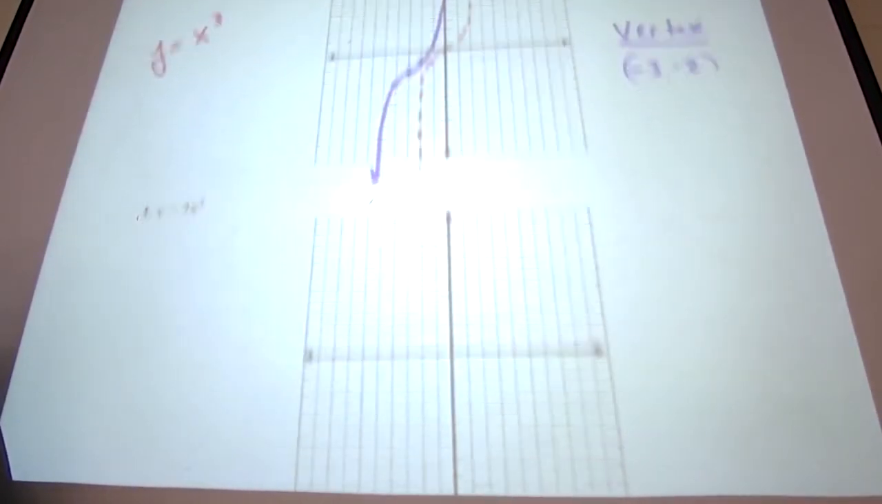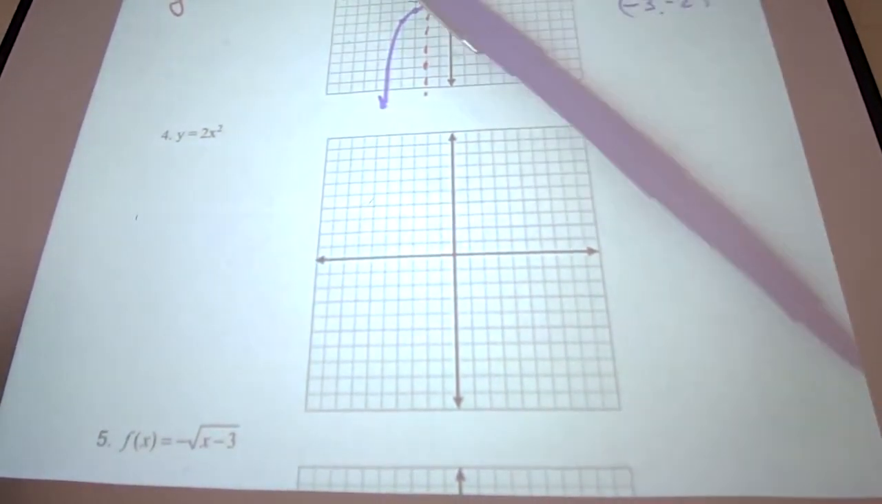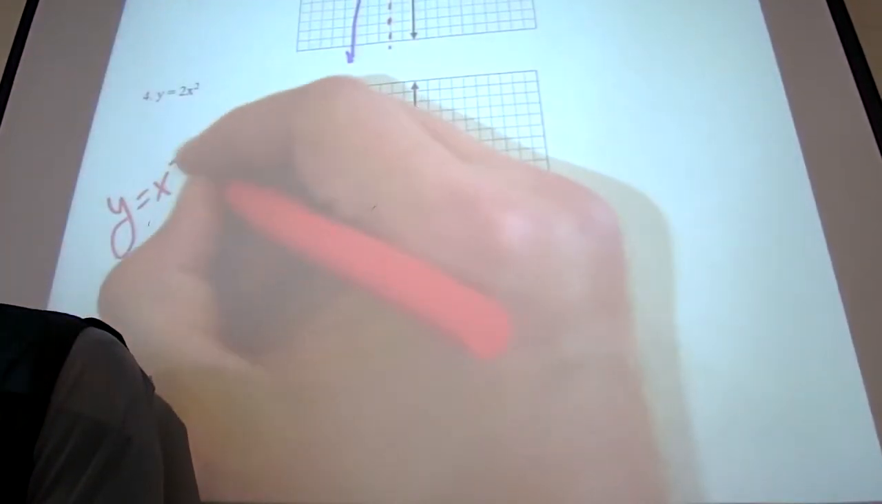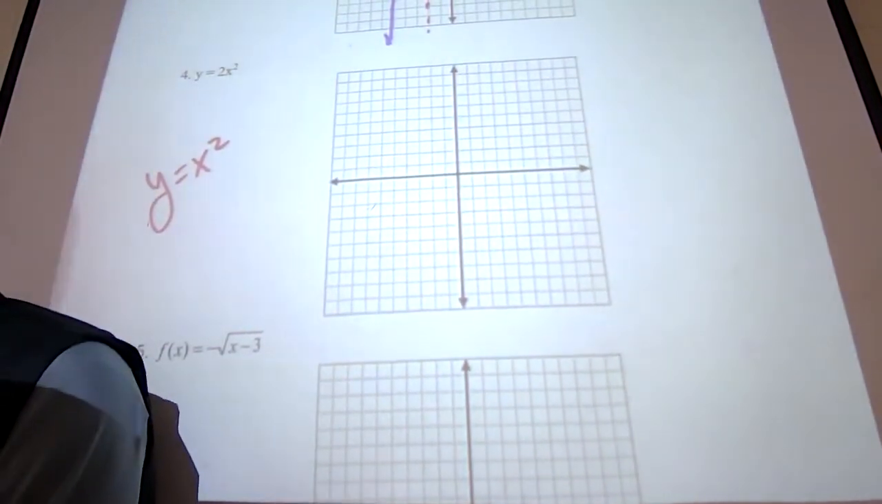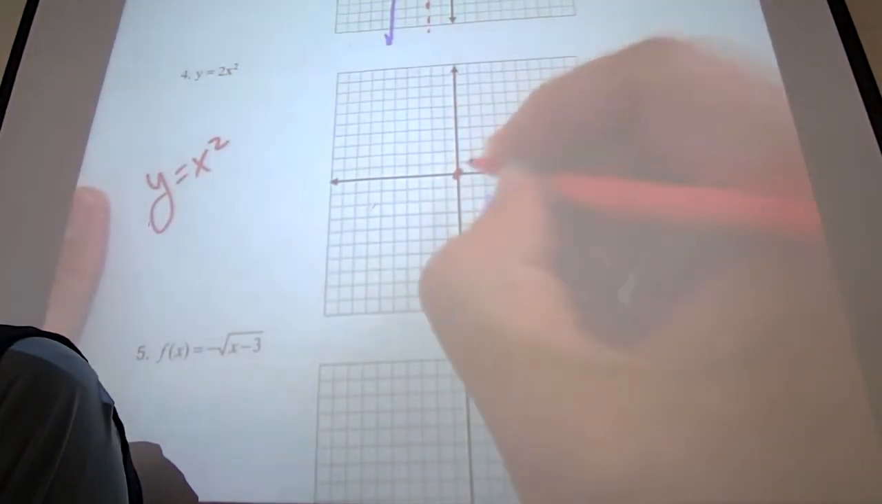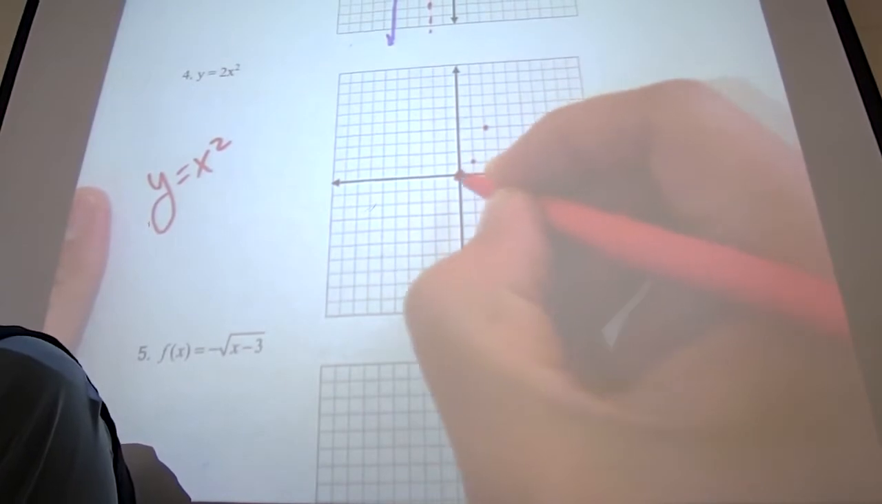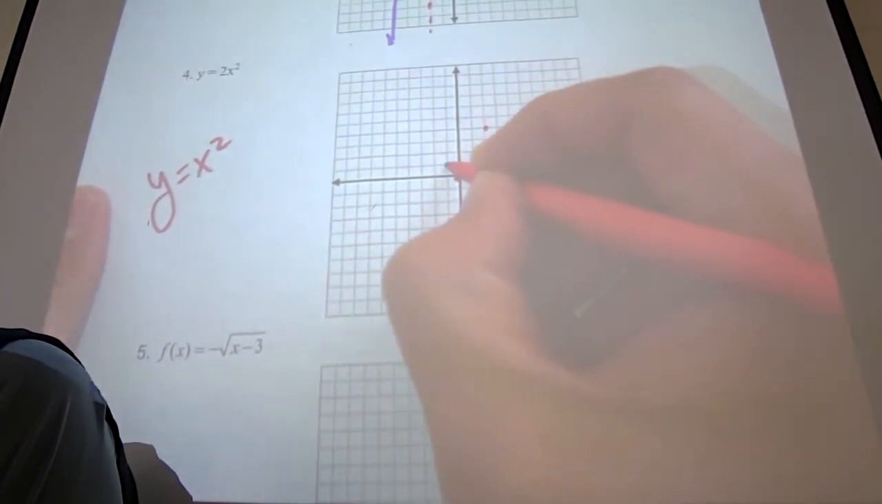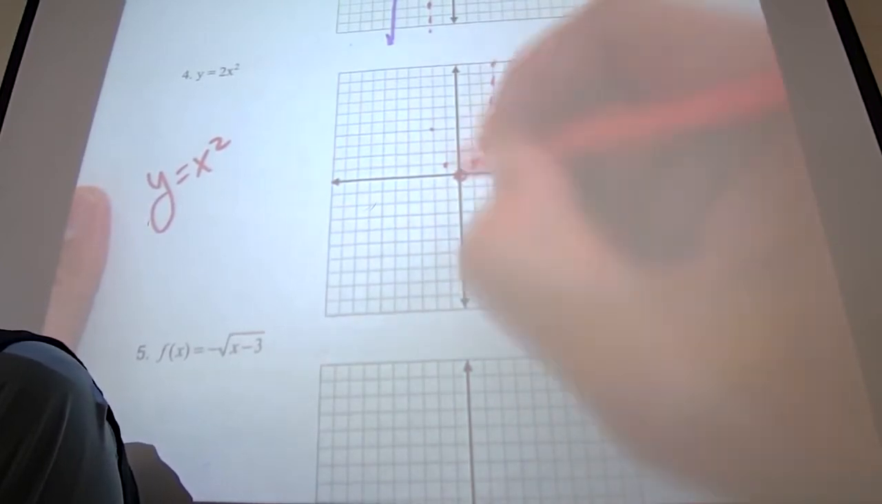Now I take a look at the next one. Now I've got y equals 2x squared. So if I cover up the 2, I just have the parent function y equals x squared. Okay. If I plug in 0, I get 0. If I plug in 1, I get 1. If I plug in 2, I got 4. So I always go over 1, up 1, over 2, up 4. When I have a quadratic, it just makes it easy to graph. So now I got my parabola.